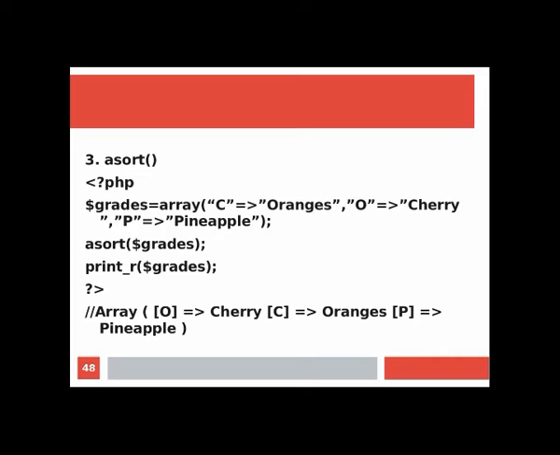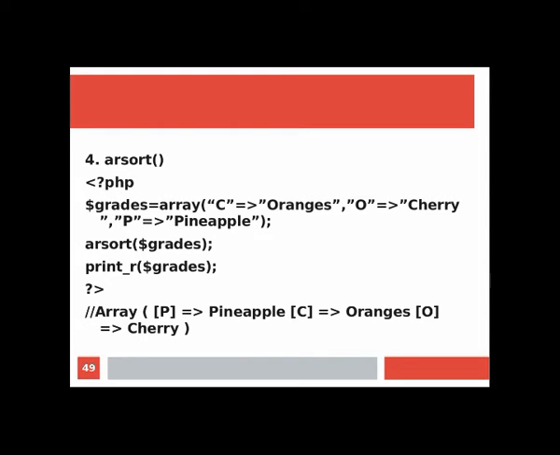Remember that here the key-value correspondence is maintained, and sorting, which is very identical to the sort function, is identical to sort on the values of the array in ascending order. That is why here the first value is C, that is cherry, then the O, that is oranges, and then the P. After O, P will be there, that is why the pineapple. But the keys are the same, that is O, C, P. Okay, so here it will maintain the key-value correspondence.